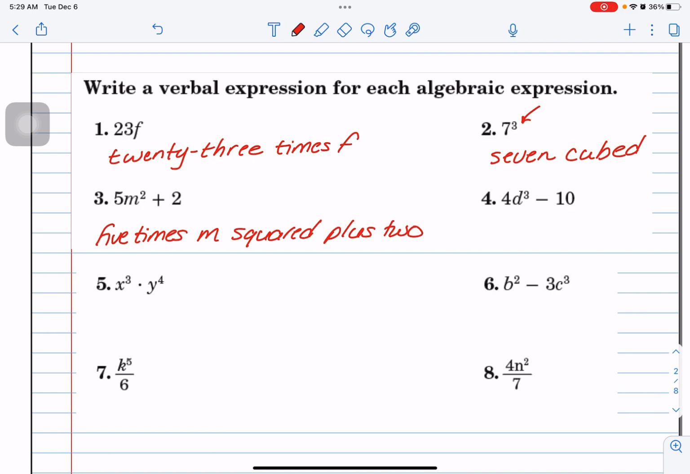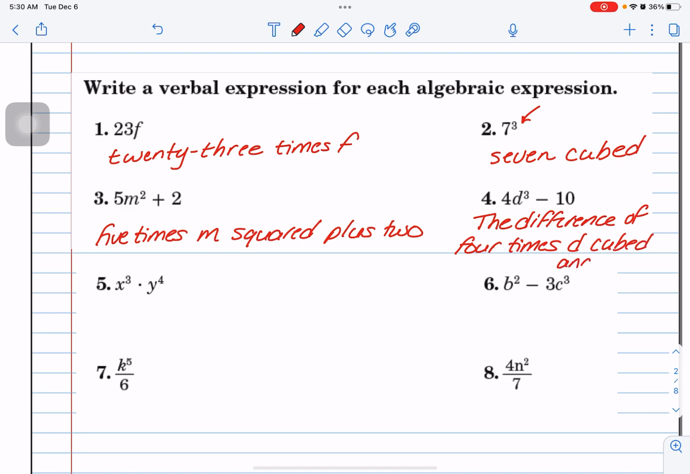If I want to get a little fancy for number 4, I might say something like the difference of 4 times d cubed and 10. Oops, I forgot to write that out in words. There you go. I might even say 4 times d to the third power minus 10 would be fine. Sometimes it's fun to get creative and different than just the more straightforward way.